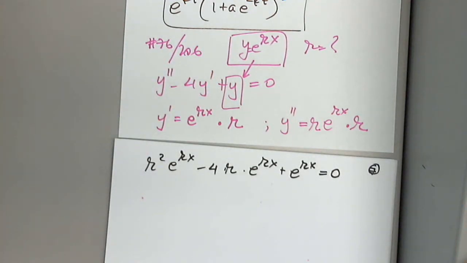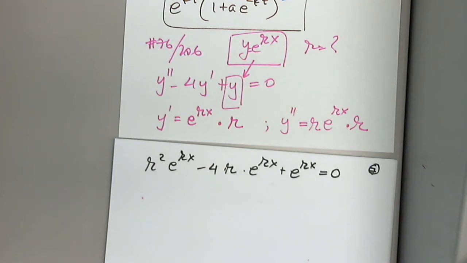I replace the second derivative. I replace the first derivative times 4. Here's the first derivative times 4. And I replace the function in here. Yes, please. Y double prime, you put the R in front of the e because of the power? Because a constant stays outside.